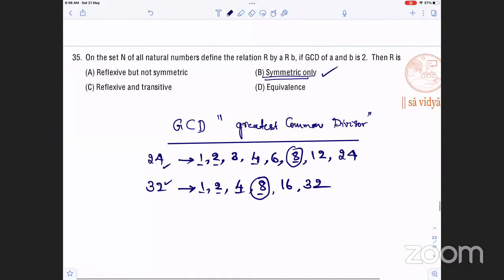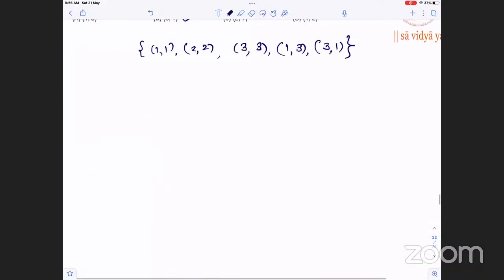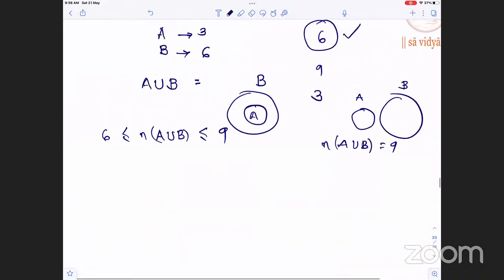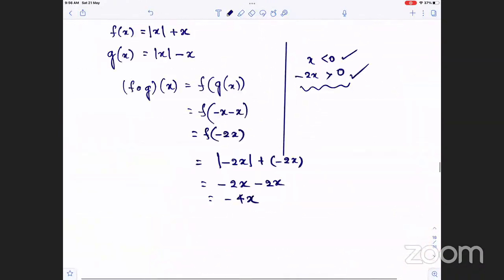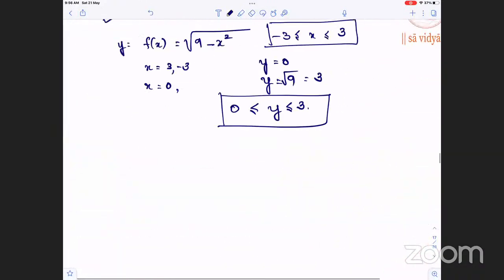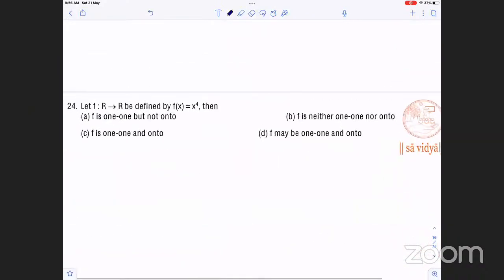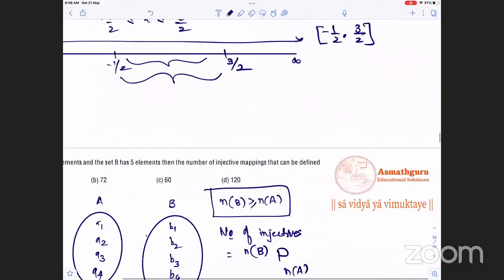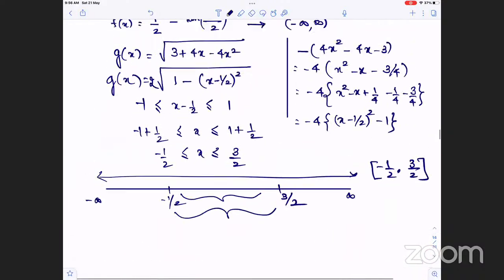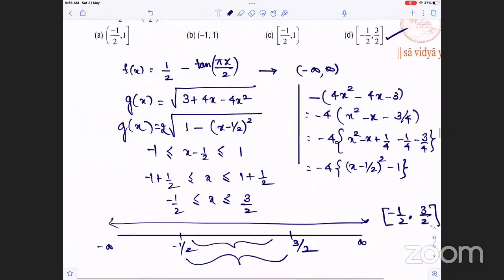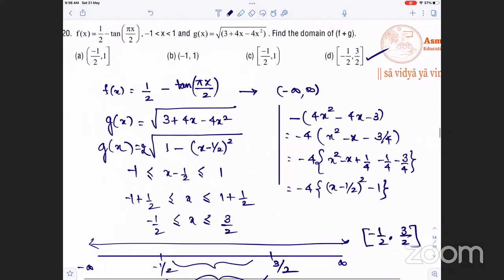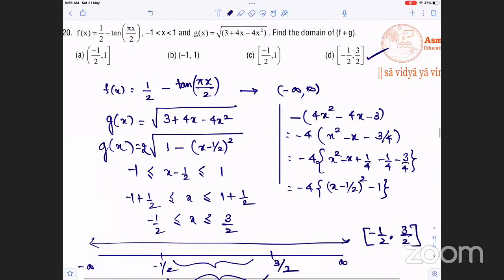Sir, this is for the 20th question. Yes, somebody was asking about the 20th a long time back. I'll address it now. The question is, given that for f(x), x should lie between -1 and 1, but why did sir take it as minus infinity to infinity?